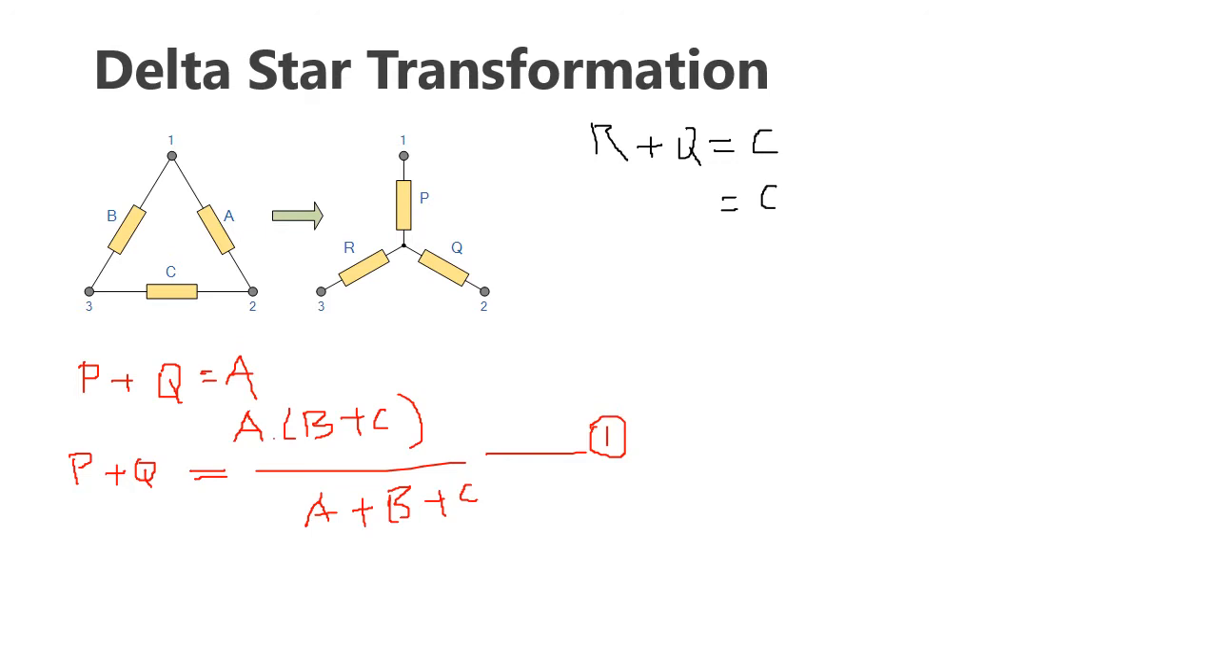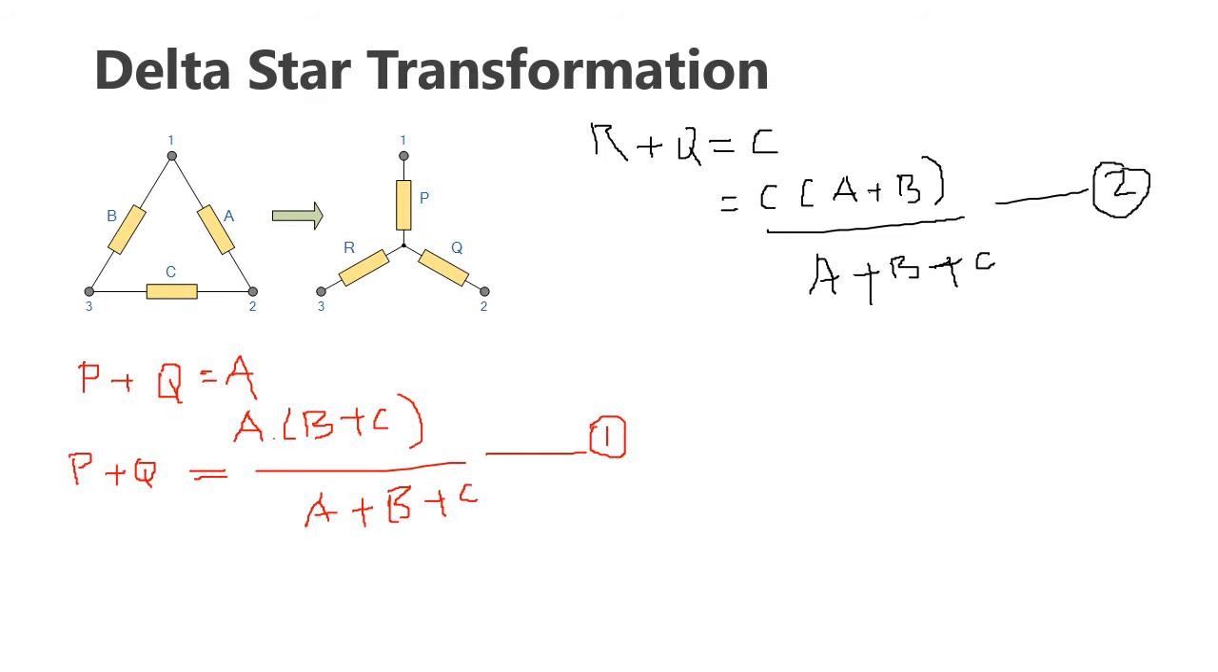Therefore the equivalent resistor will be the product of the two resistors over the sum of the three resistors. Therefore C into A plus B over C, or the sum of three resistors, therefore we can directly write A plus B plus C. So this is our second relationship. Therefore I am going to consider it as equation number 2.